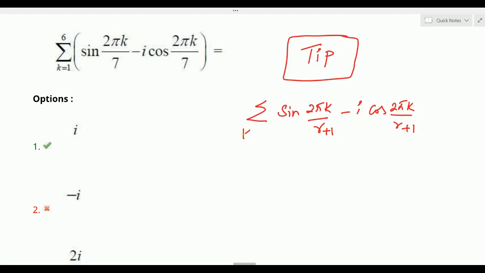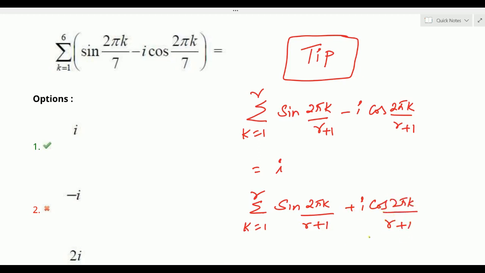ఇక్కడ k వేరీ ఉంది కదా, k varies from 1 to r. ఇది మధ్యలో మైనస్ i cos 2π ఉంటే ప్లస్ i అవుతుంది. ఇదే రిజల్ట్, మనం ఇంకొక రిజల్ట్ కూడా ప్లస్ ఉంటే మైనస్ అవుతుంది. అంటే సిగ్మా k varies from 1 to r sin of 2πk by r plus 1 plus i cos of 2πk by r plus 1, the resultant is minus i. ఈ రెండు standard results. As a tip we have to remember.